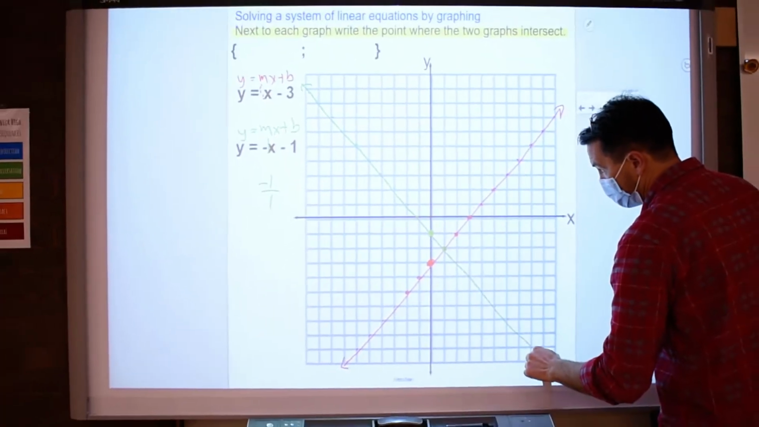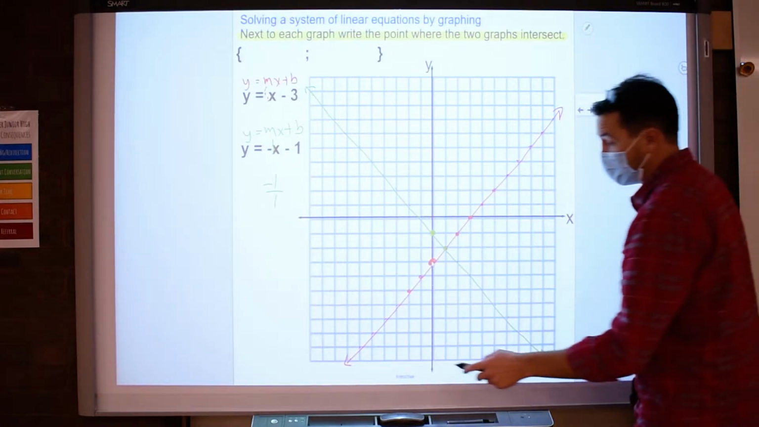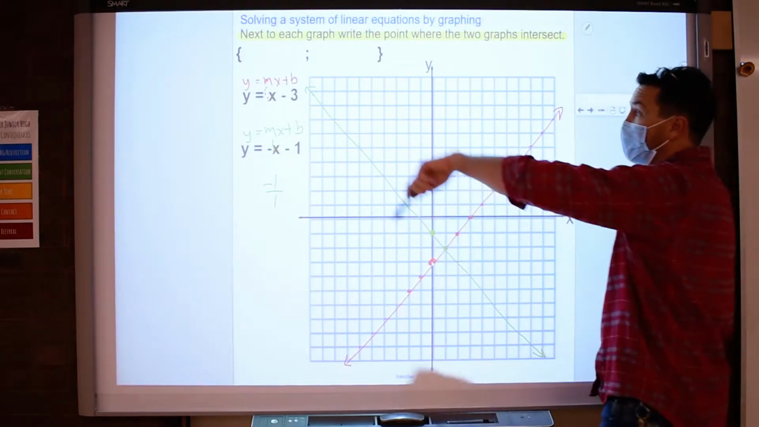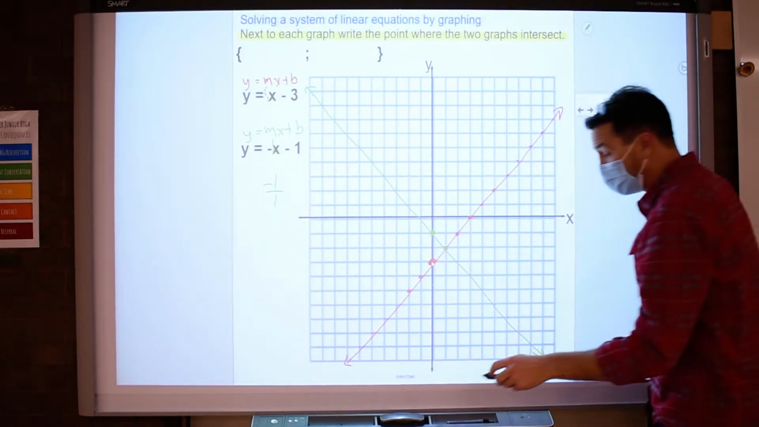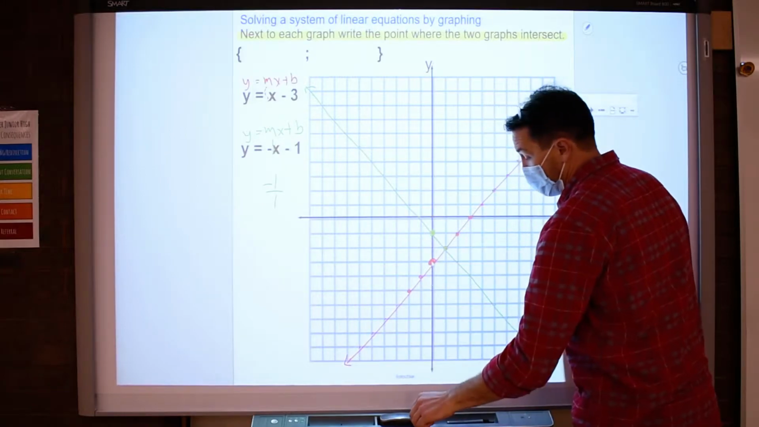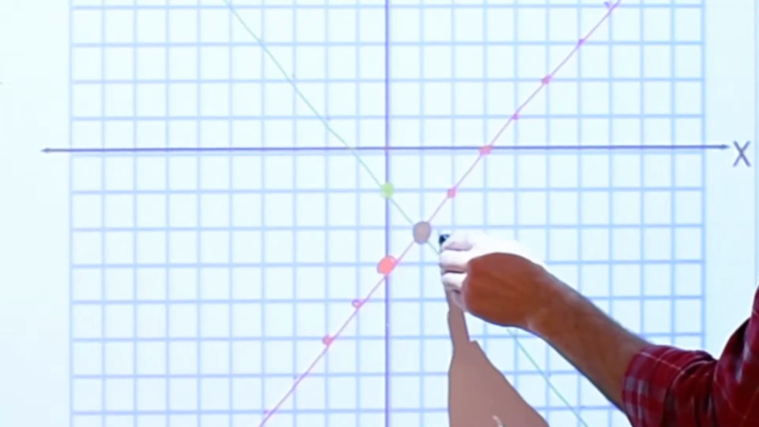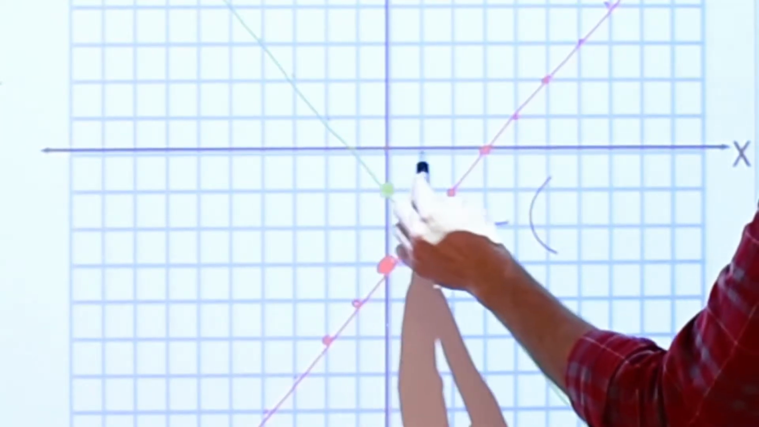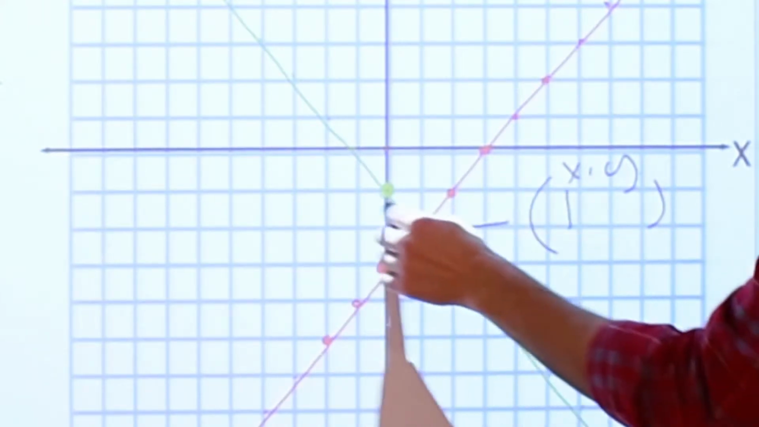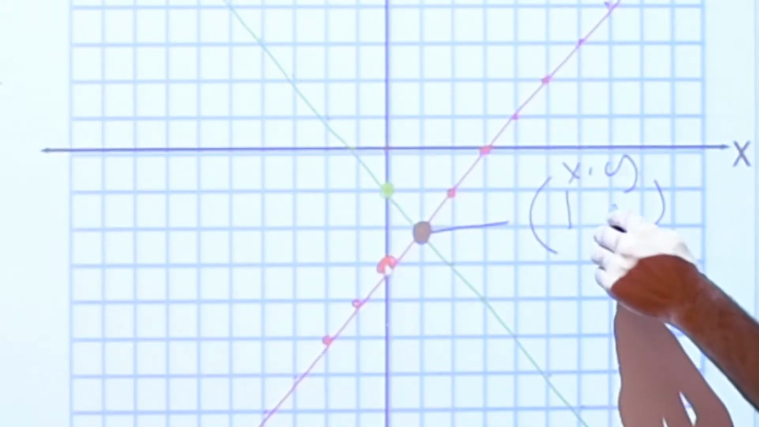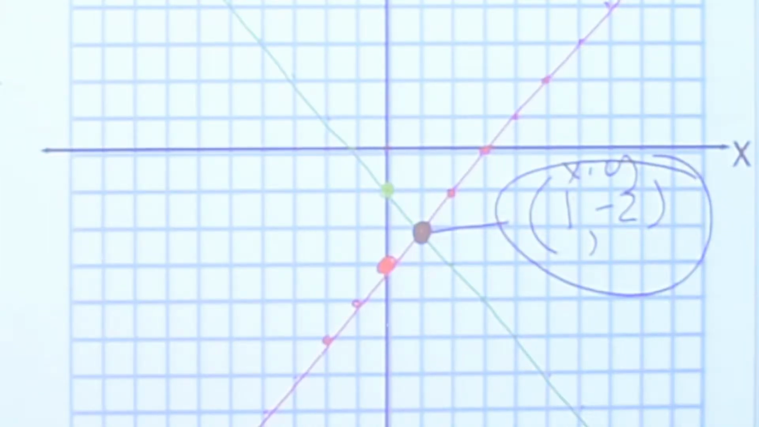And then it says, okay, what is the solution? Well, remember, for the red equation, anything on the red line is a solution. For the green equation, anything on the green line is a solution. So the only place that I have a solution for both is where they intersect, and that is right here. At this point right here where they intersect, remember it's x and y, an ordered pair, 1 for the x, and then down 2 for the y, so -2. So the solution to this system is (1, -2).